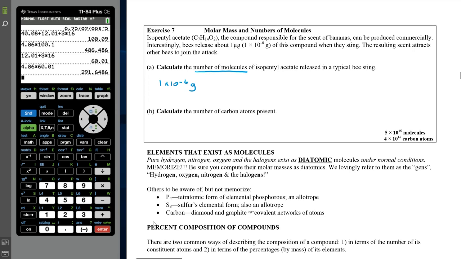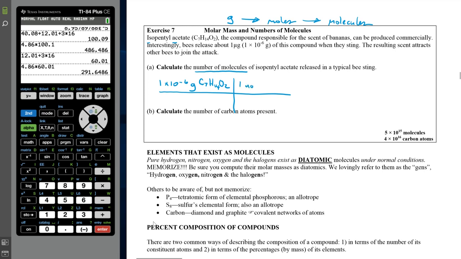In a problem like this, you could write out the formula, C7H14O2. You could just write IPA if you wanted, or just IA for isopentyl acetate, some kind of abbreviation. As long as you know what it is, especially in a question like this where there isn't any other compound involved, any abbreviation you use would probably be okay. Now we need to get that from grams to molecules. So remember, we're going to go from grams to moles, because from anywhere you can get to moles relatively easily. And then from moles, we'll go on to molecules, which is one of those particles like atoms that we talk about. So this is going to be a 2-step conversion.